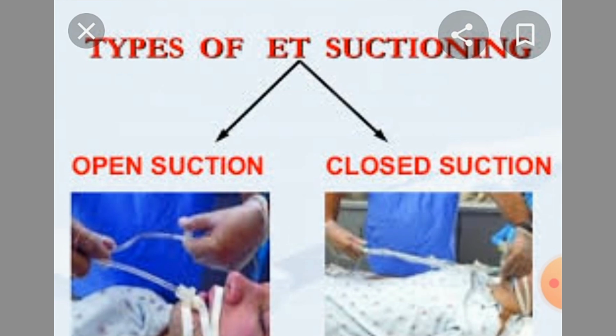The first one is open suction. In open suction, we are using a suction catheter. Closed suction means the suction catheter is attached to the endotracheal tube. Whenever we want to use suctioning, through this tube we can do it and remove the secretion. But open suction has one disadvantage: we have to use it one time, then we have to throw it away.